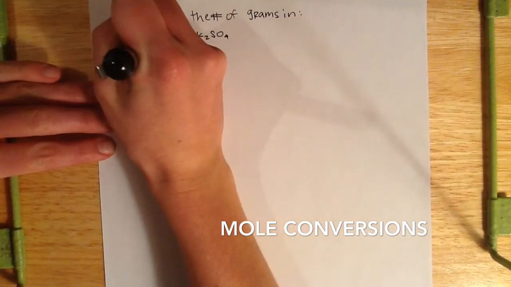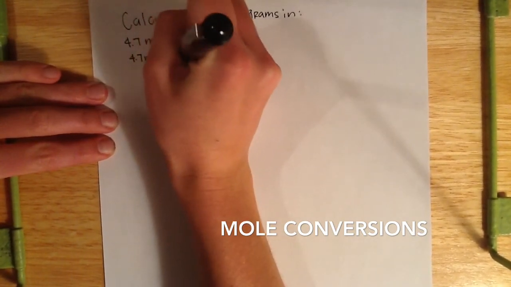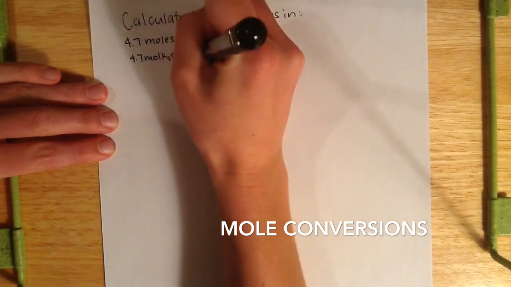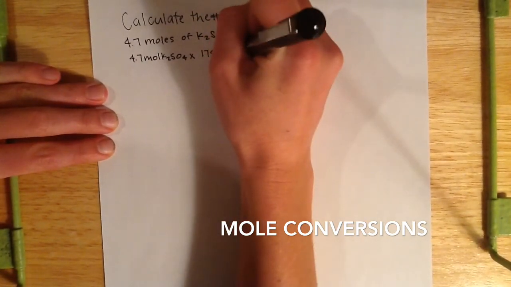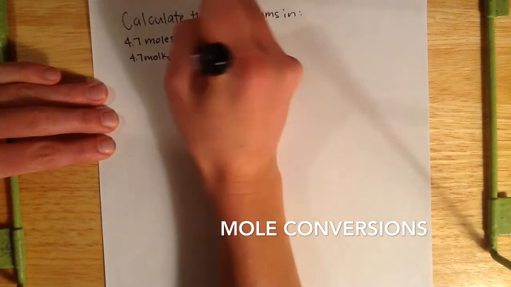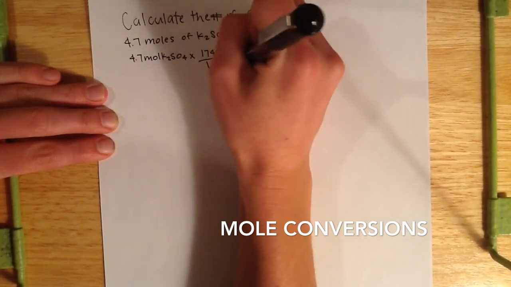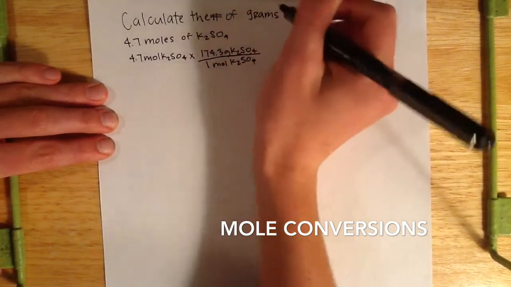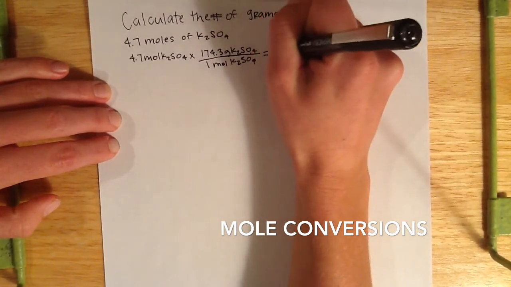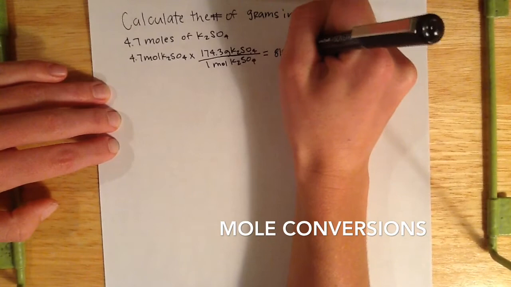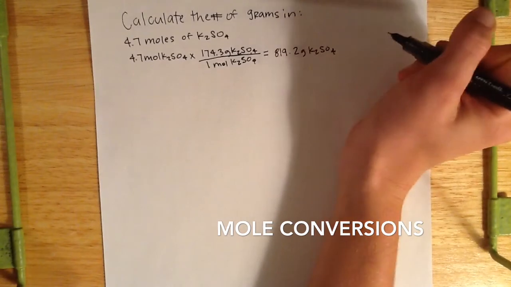So to set up our problem, we're going to say 4.7 moles of K2SO4 times 174.3 grams of K2SO4, because that is the unit that we would like to convert to, over 1 mole of K2SO4. And when we calculate this, we find that there are 819.2 grams of K2SO4 in 4.7 moles of K2SO4.